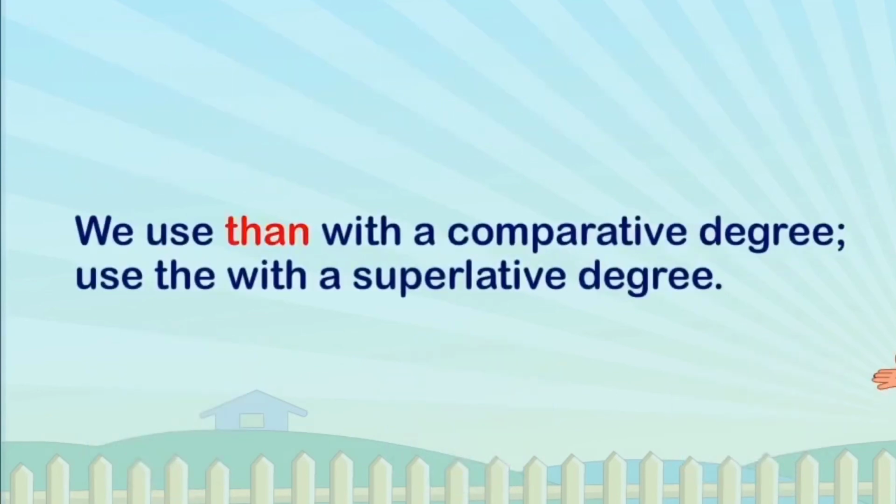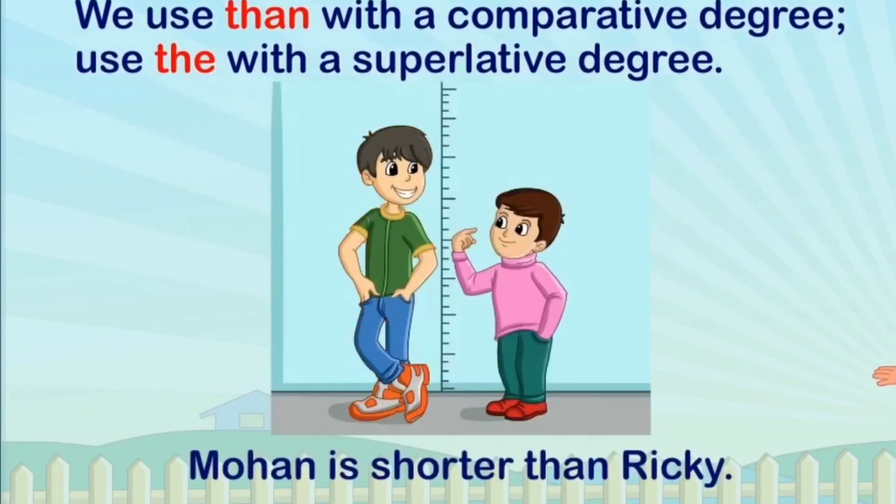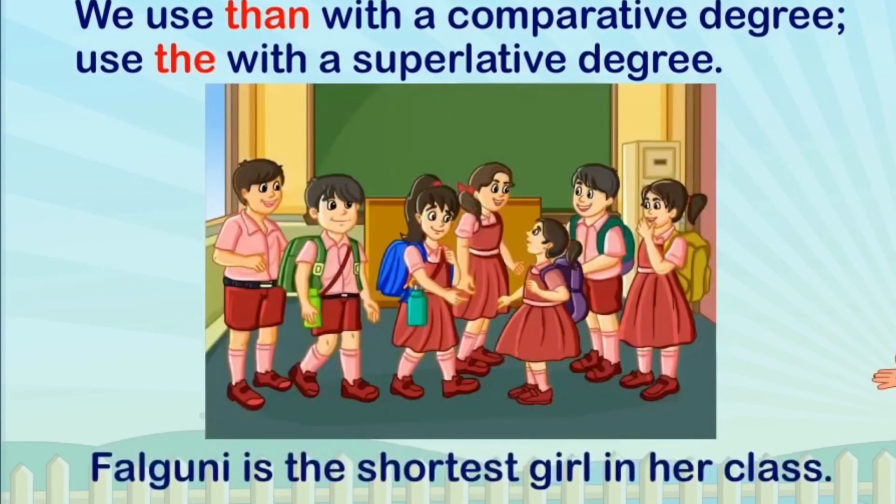We use than with a comparative degree, and the with a superlative degree. For example, Mohan is shorter than Ricky. Falguni is the shortest girl in her class.